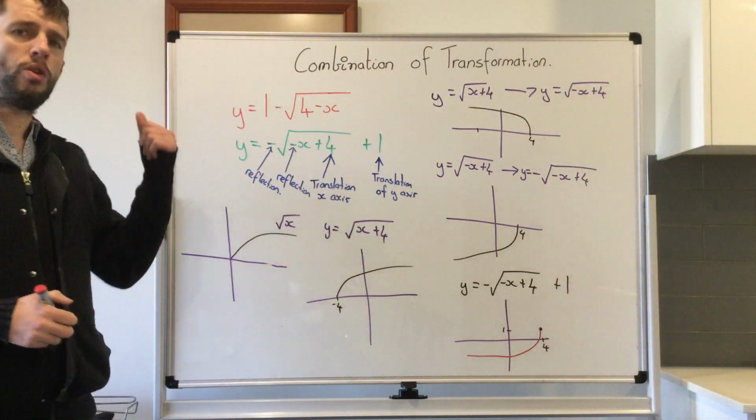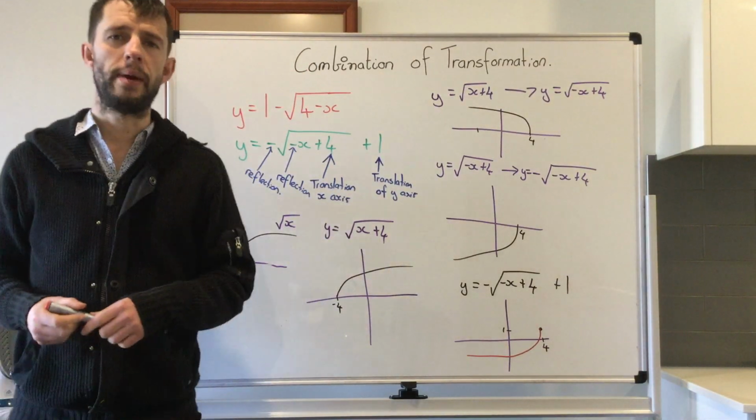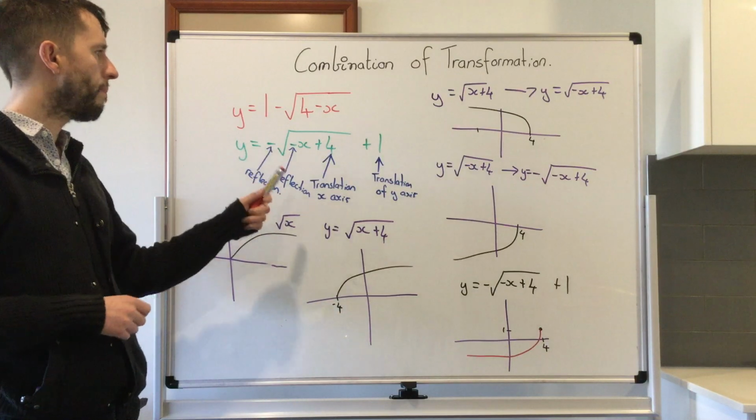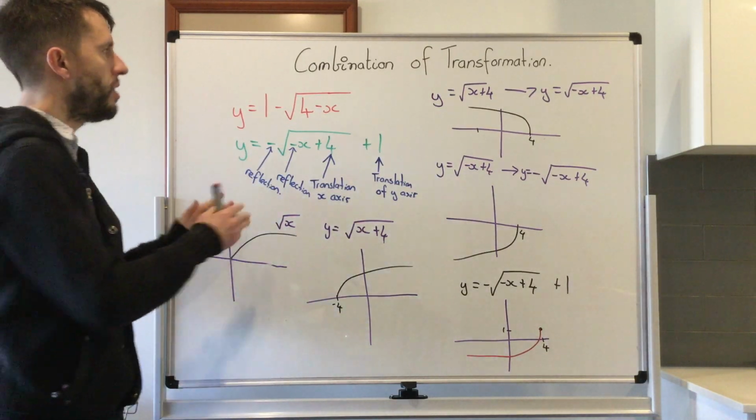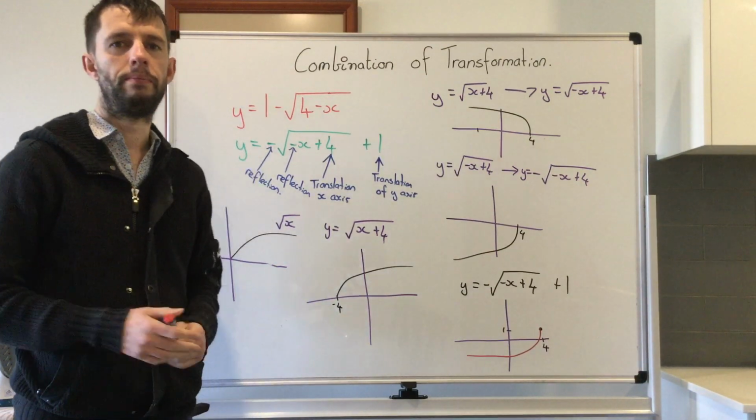So when we're doing combination of transformation, it's really about going back to the basics of what we know, square root of x, and then doing one at a time.